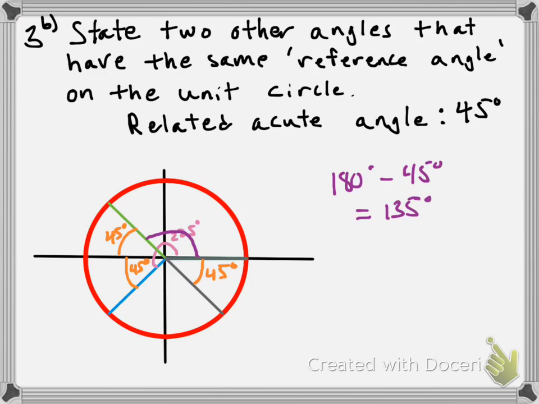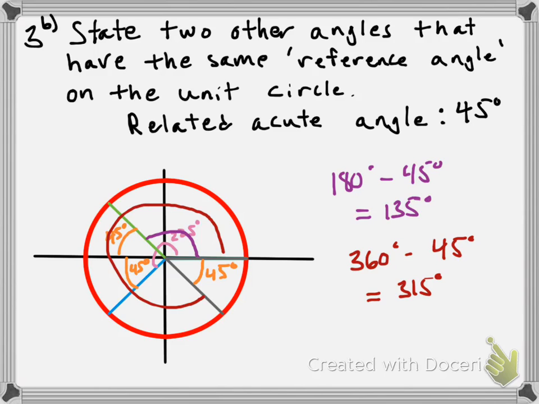The next one you're going to notice is in quadrant 4. So we have an angle in quadrant 4 with a related acute angle of 45 degrees as well. We need to figure out what that angle is, and to do that, we notice it's 45 degrees less than 360 degrees. So 360 degrees minus 45 degrees is 315 degrees. So two other angles with the same related acute angle, but of course in different quadrants, are going to be 135 degrees and 315 degrees.